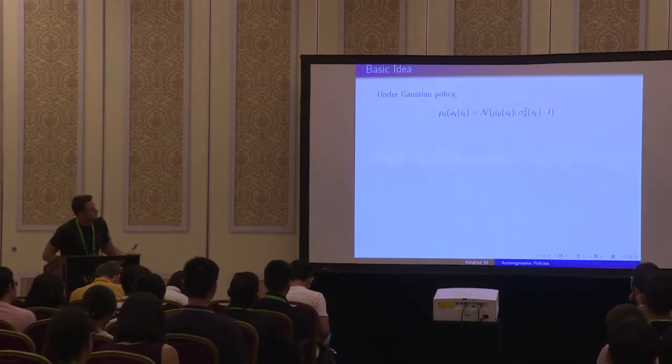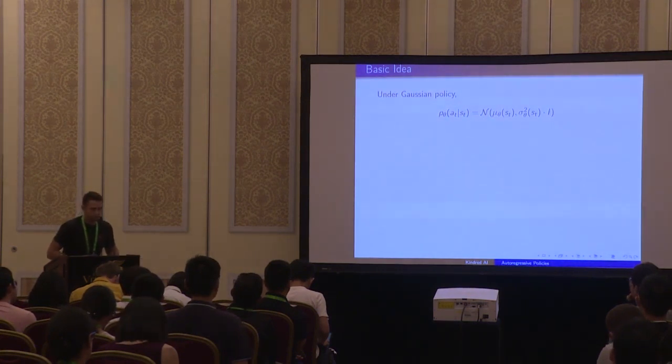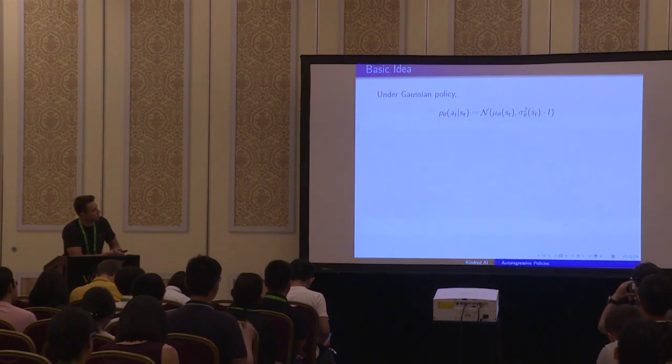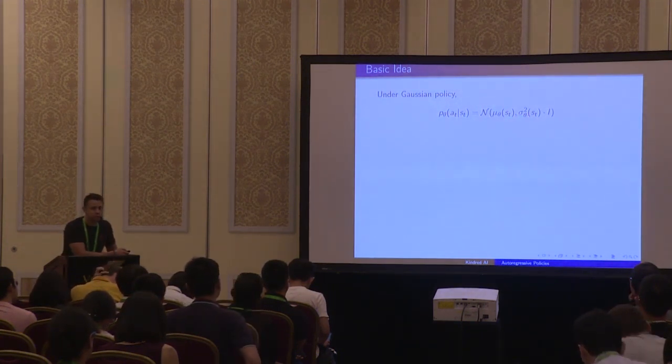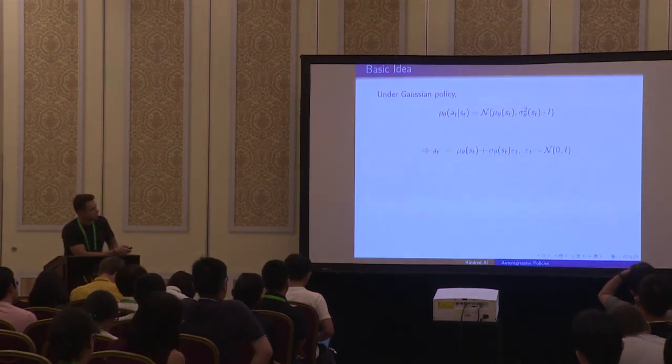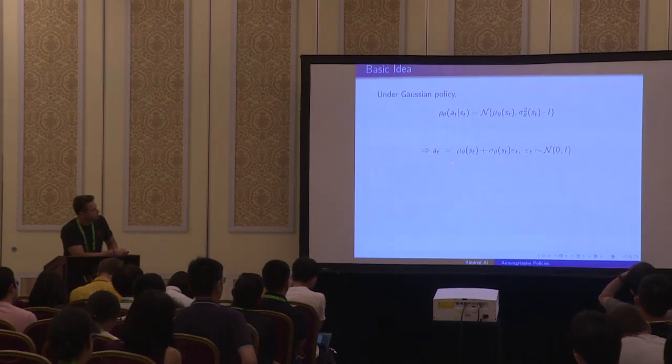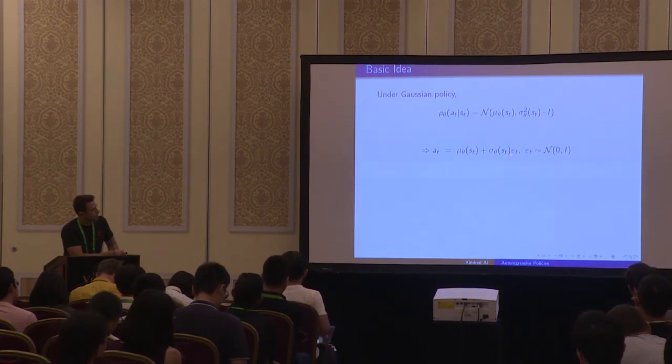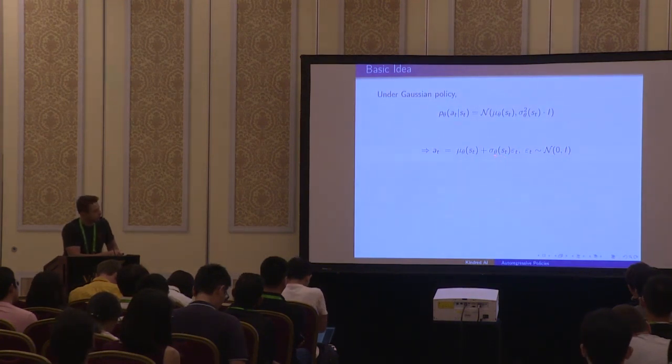So the basic idea of this work comes from the following observation. In case of Gaussian policy, actions follow normal distribution where mean and variance are represented by function approximators such as deep neural networks. In this case, actions can be represented in the following form as a sum of a deterministic mean given by a neural network and a sample from a white noise process with standard normal distribution scaled by the variance also given by a neural network.